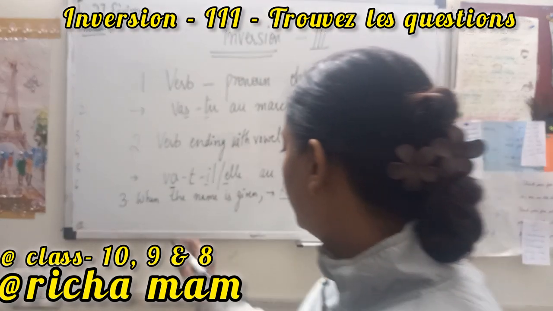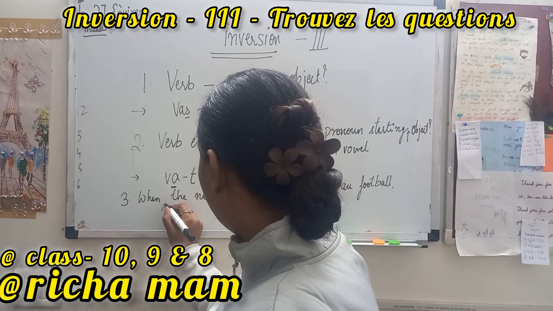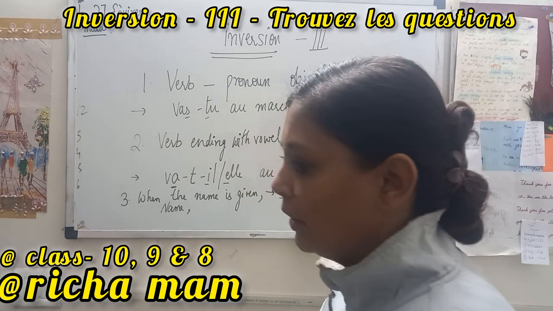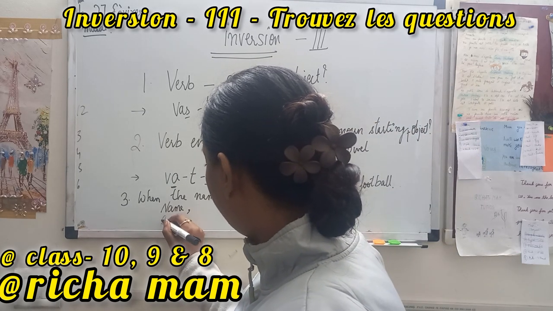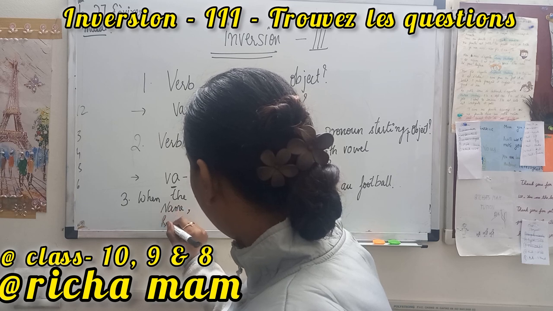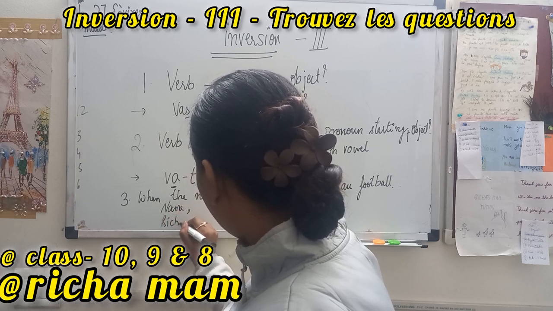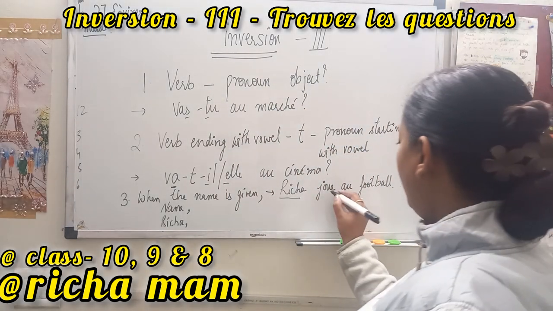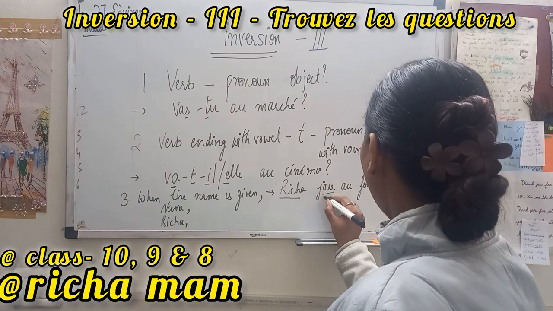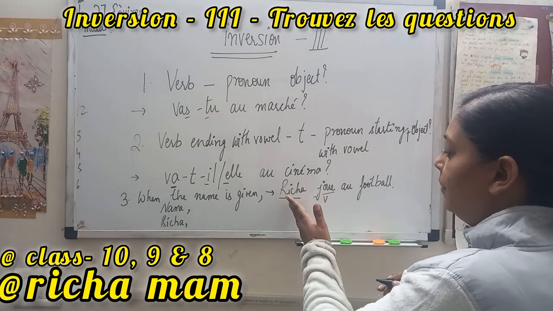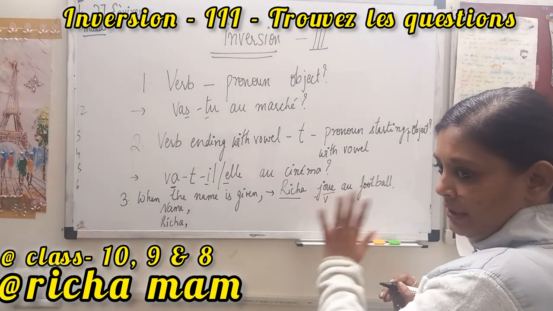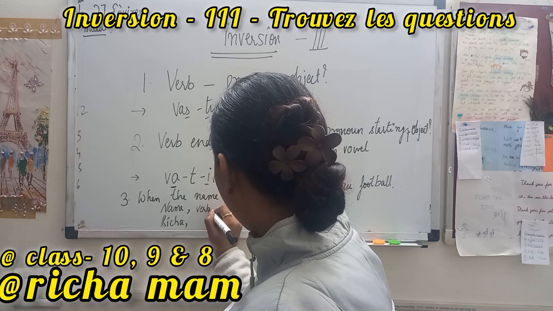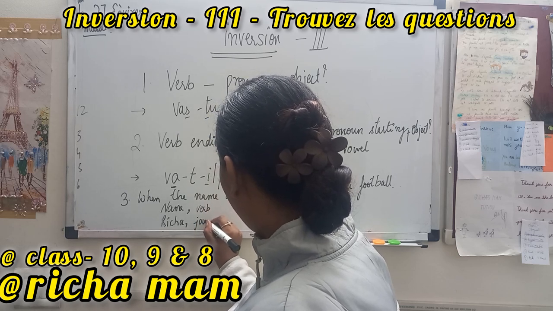So what will I do? I will put my name outside, and then there must be a comma, like Richa, comma, then my verb. Achha, what is the trick to find the verb? The verb always comes immediately after the subject. Okay? This is the verb: J O U E.